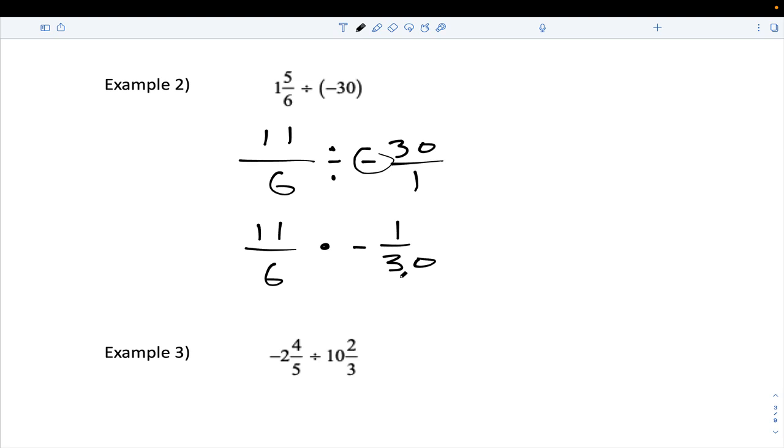11 and 30 cannot cancel. 6 and 1 doesn't simplify either, so I'm going to multiply across. 11 times 1 is 11. 6 times 30 is... 6 times 3 is 18, so 180.